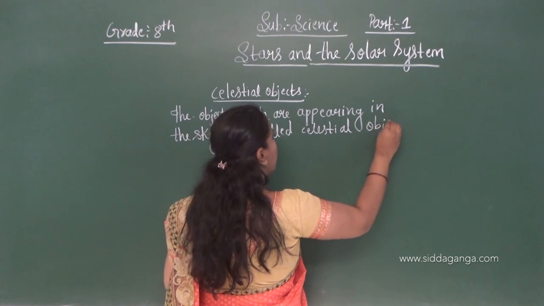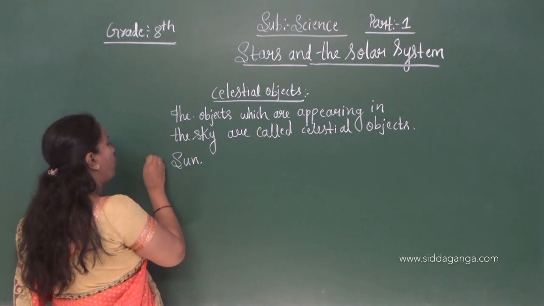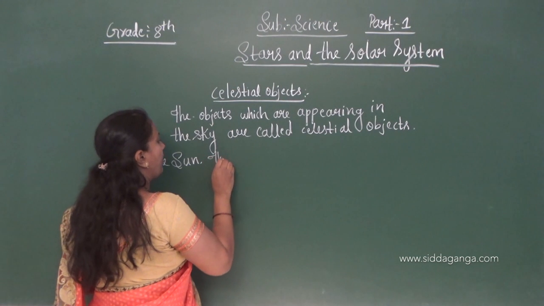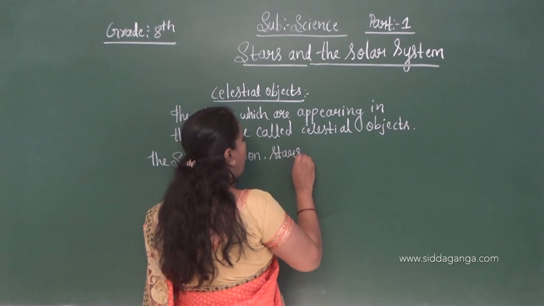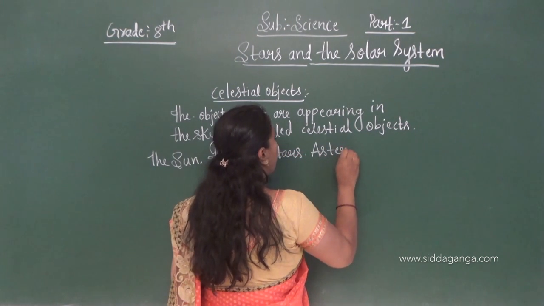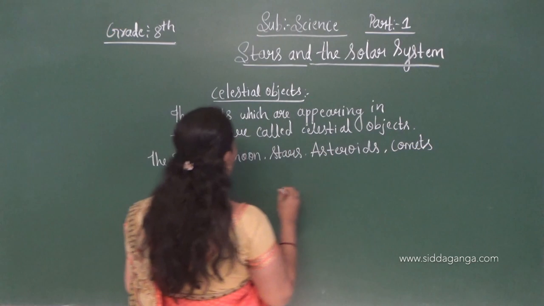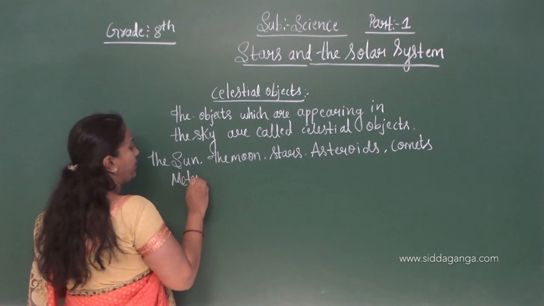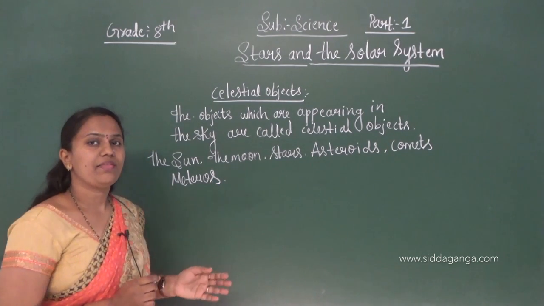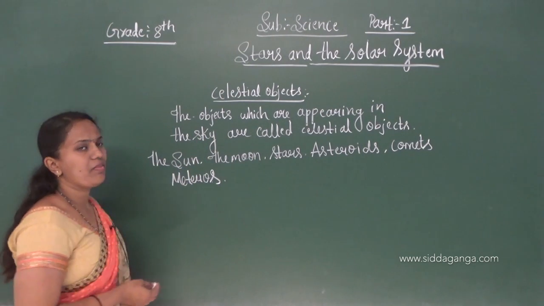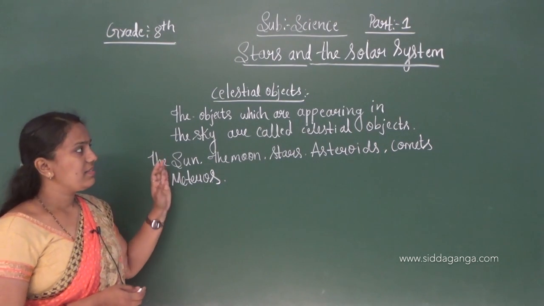So it may be sun, moon, like this. Sun, the moon, and stars, asteroids, comets, meteors. So like this, objects are present in the solar system, means in the sky. So for these we will call them as celestial objects. So these are all appearing in the sky. So for these objects we will call as celestial objects.